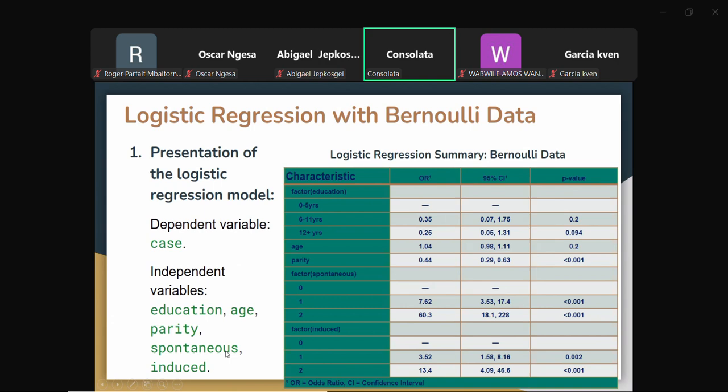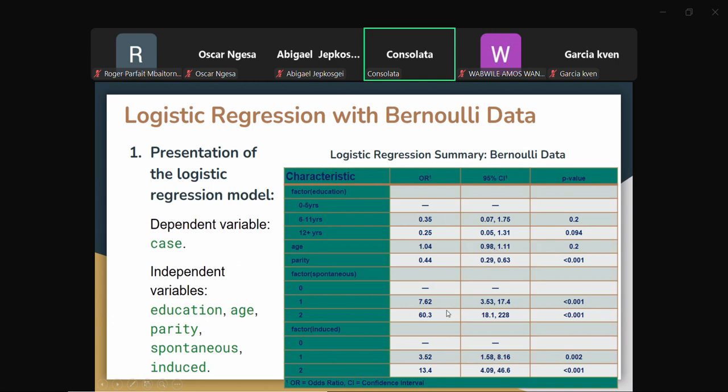So maybe I'm going to explain what this means. Spontaneous abortions, according to this data, is the natural loss of pregnancy, and then induced is intentional termination of a pregnancy. So from our output, we got the odds ratios, the confidence intervals, and the p-value.